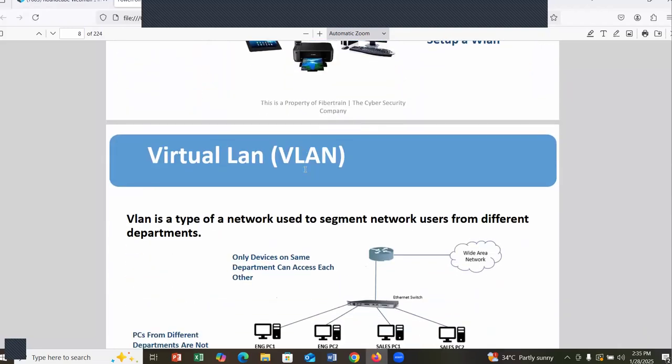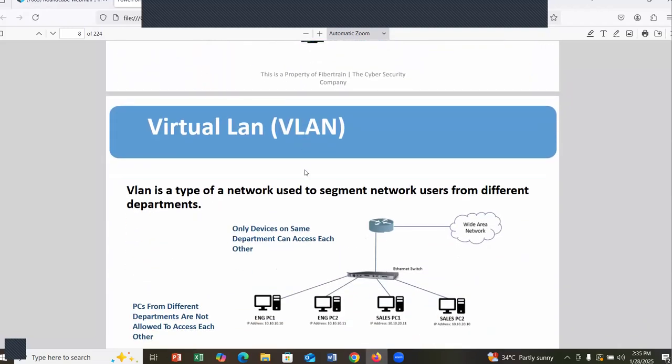The next thing here is a VLAN. A VLAN is a virtual local area network. That is the full form of a VLAN. Here it now says that a VLAN is a type of network used to segment network users from different departments. So a VLAN is a type of network that we use to segment.